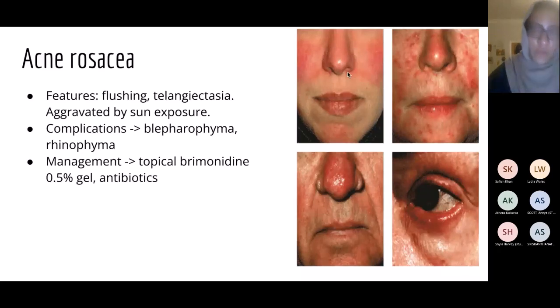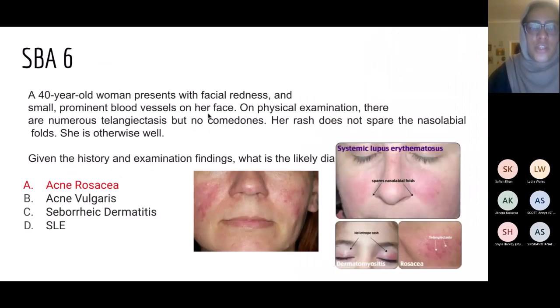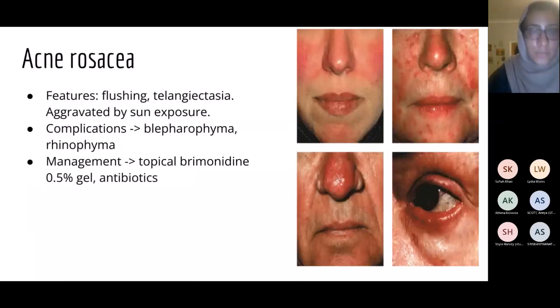So you start off with this kind of redness around your skin area. It might then step up into these pustules or vesicles, but you won't have comedones. And that's why in that SBA, it was important to note that there were no comedones, because when you see comedones, that's acne. That's not acne rosacea. And then this can become further complicated when your skin starts getting hardened.